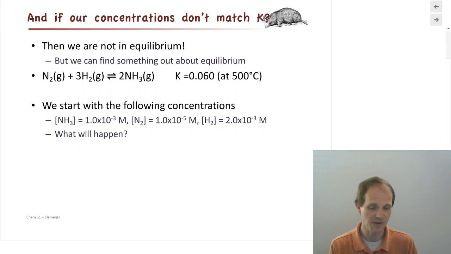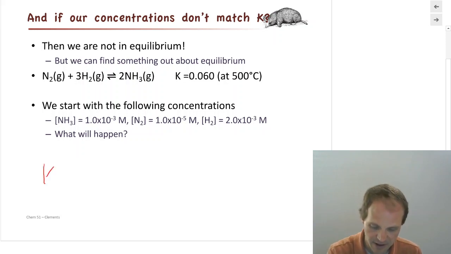So here's an example. We've got making ammonia from nitrogen and hydrogen gas. We know that the K value of that is 0.06 at 500 degrees Celsius. And we're going to put the following concentrations into our chamber, and we're going to try to figure out what's going to happen. So if we plug this in, if we're at equilibrium, we know for 100% certain that we are going to get 0.060 if we plug all these things in and do the math.